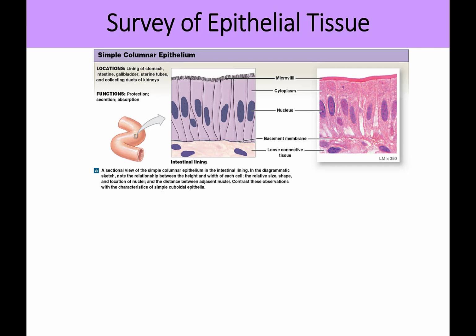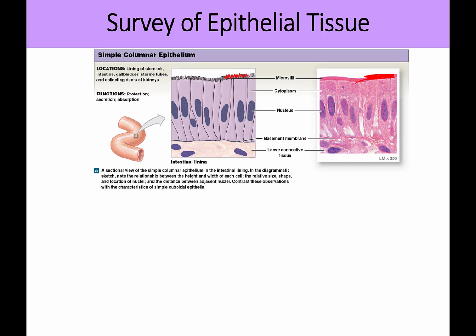Simple columnar epithelial tissues are one layer of thin, tall cells. They often have microvilli, which are extensions of the cell. So they're kind of like finger-like extensions, which you can see in this layer here. That is the thick layer of microvilli that you can see on top.